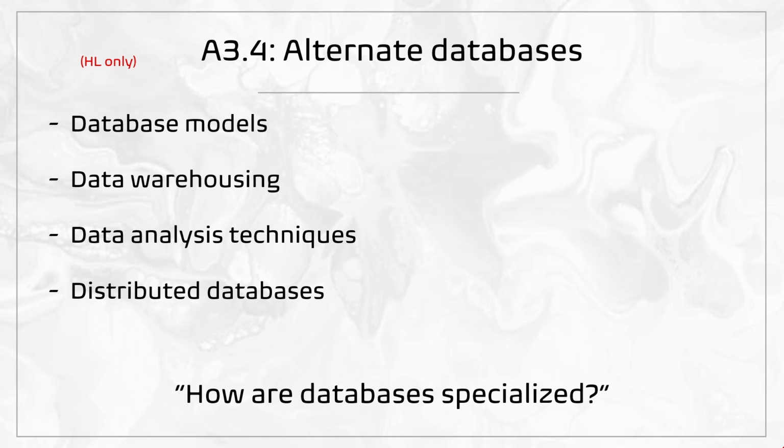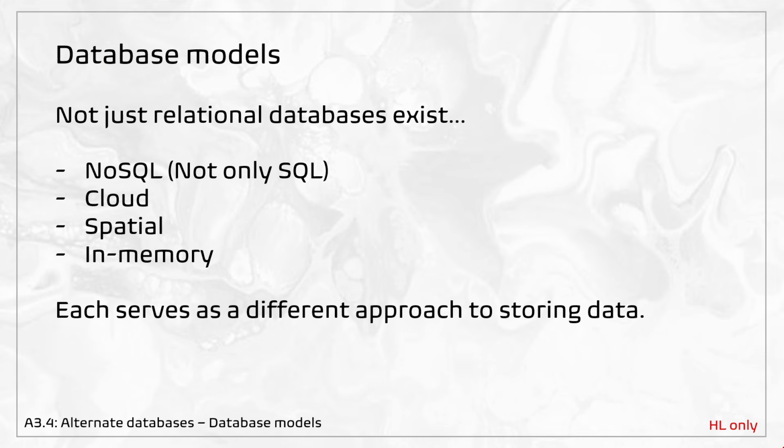Lastly, we have A3.4, alternate databases. This entire subtopic is HL only. So far, all we've looked at are relational databases. Data is organized into rows and columns, which are a part of larger tables, which can then be interconnected. But surprise, surprise, that's not the only way to store and organize data. There's 4 other database models that you need to know, each providing a new approach to storing data.